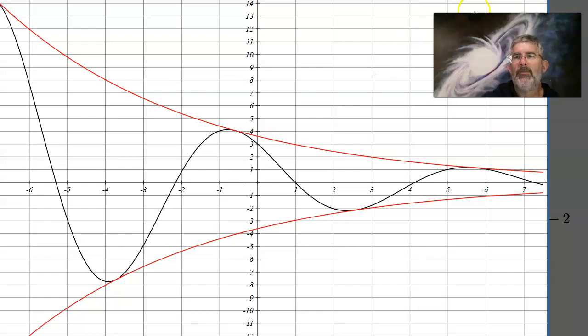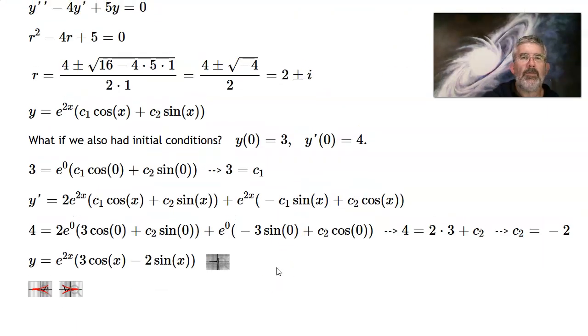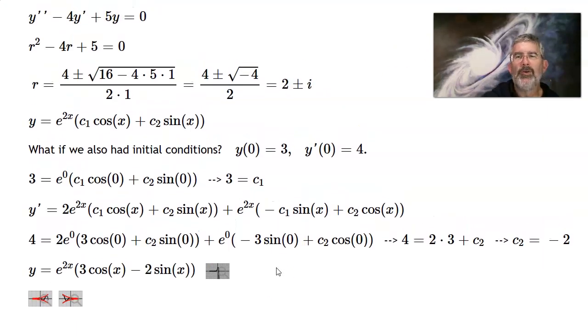So anyway, there are a couple of examples of second-order homogeneous equations with constant coefficients when the roots of this equation, what is it called? The characteristic equation, are complex numbers.